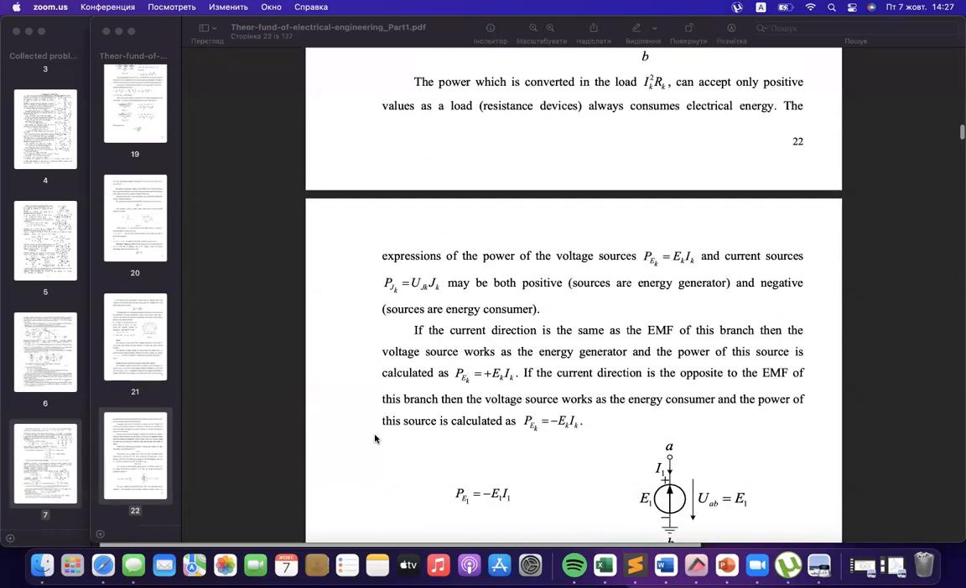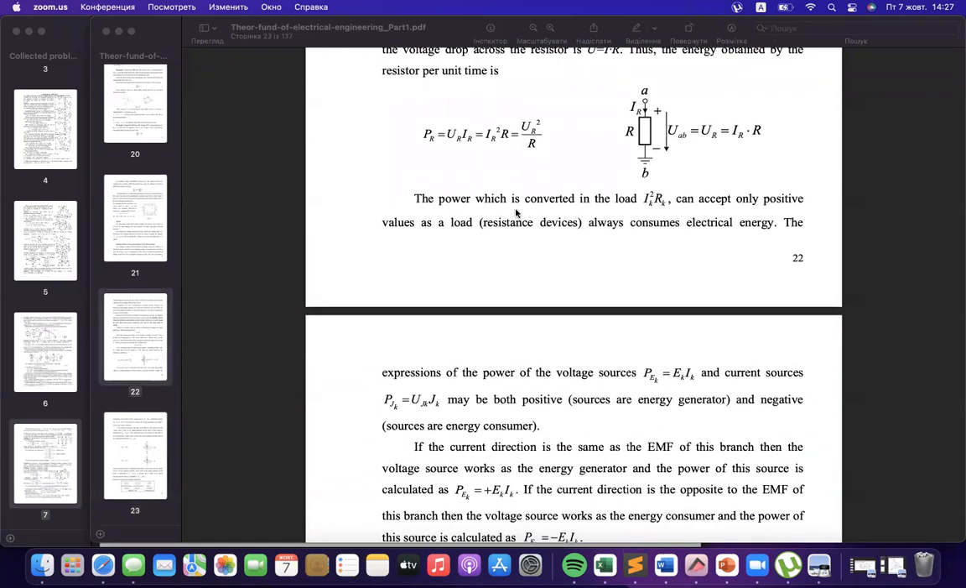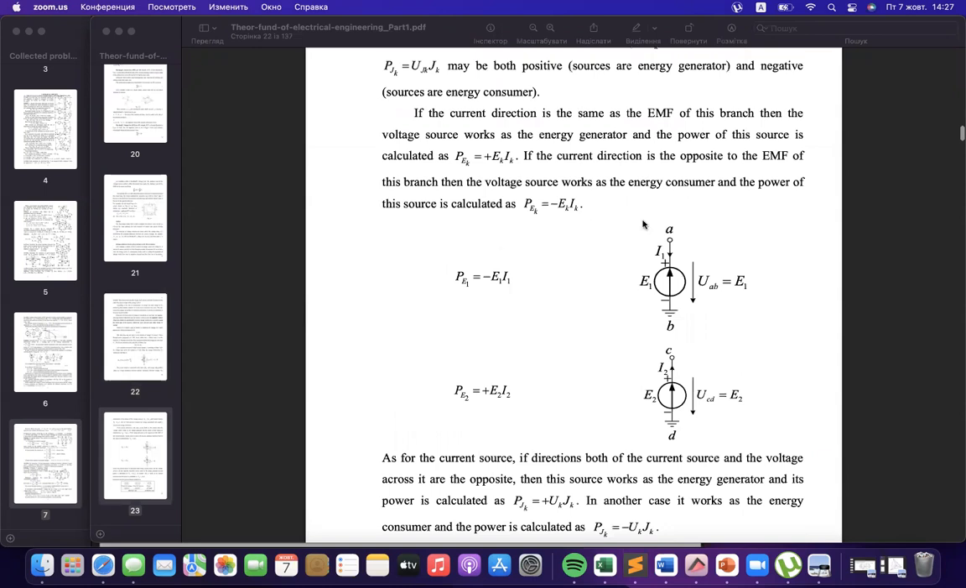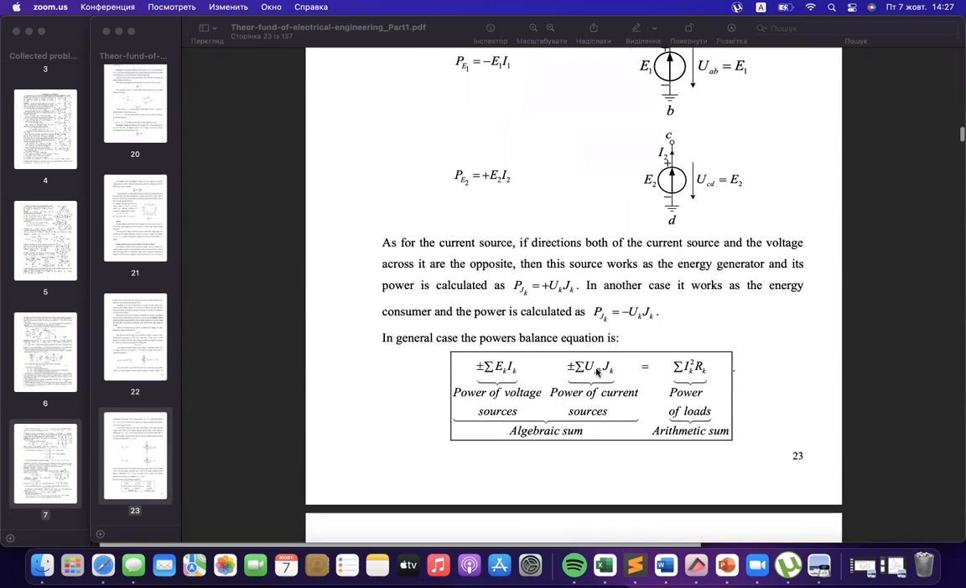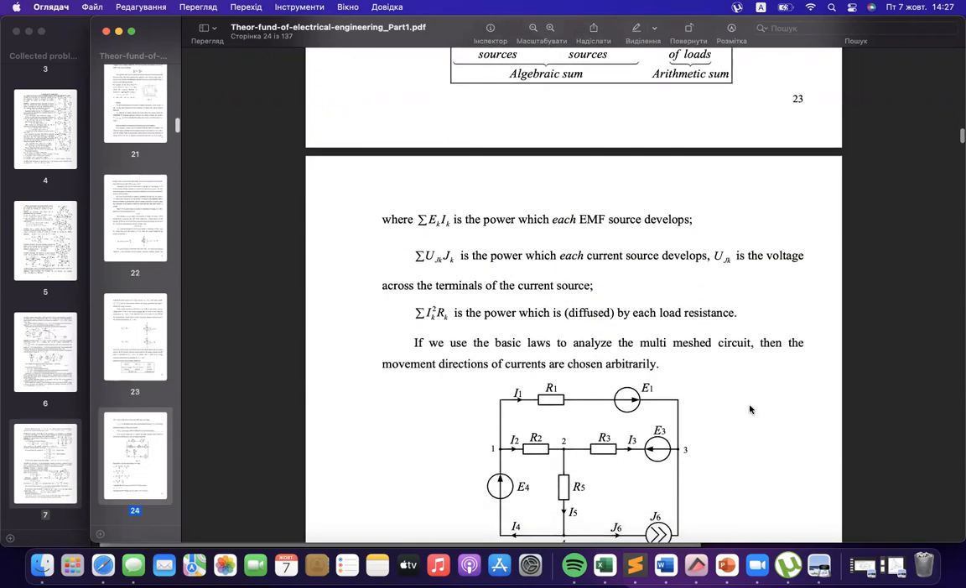And the last thing is about power. After we calculate currents and voltages, the total power of all resistances equals the total power of all sources, voltage sources or current sources, and it is called the power balance equation. Here it is. The total power of all sources should equal the total power of consumers. Also, it is a transformation of the energy conservation law.